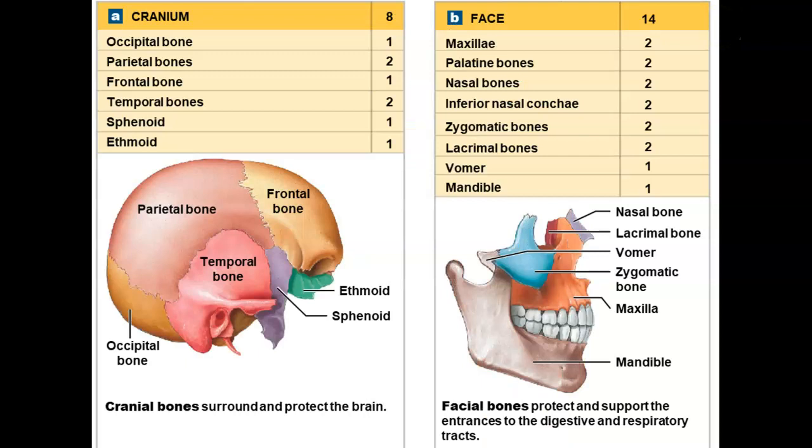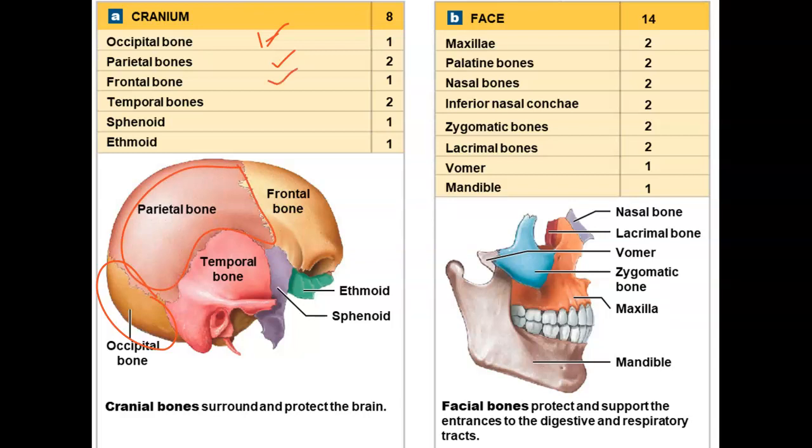So let's start with the cranium. The bones that are listed tell you the name of them, and how many of each you have. Starting out, we have the occipital bone. You'll find that around the back of the skull, and you're going to have one of those. Next, we have the parietal bone. You're going to have 2 of those, one on each side of the head here.